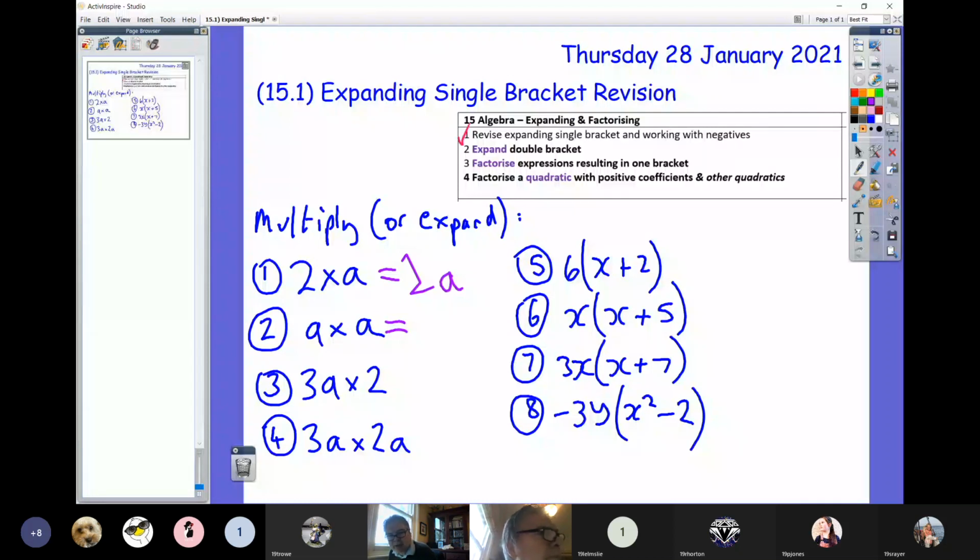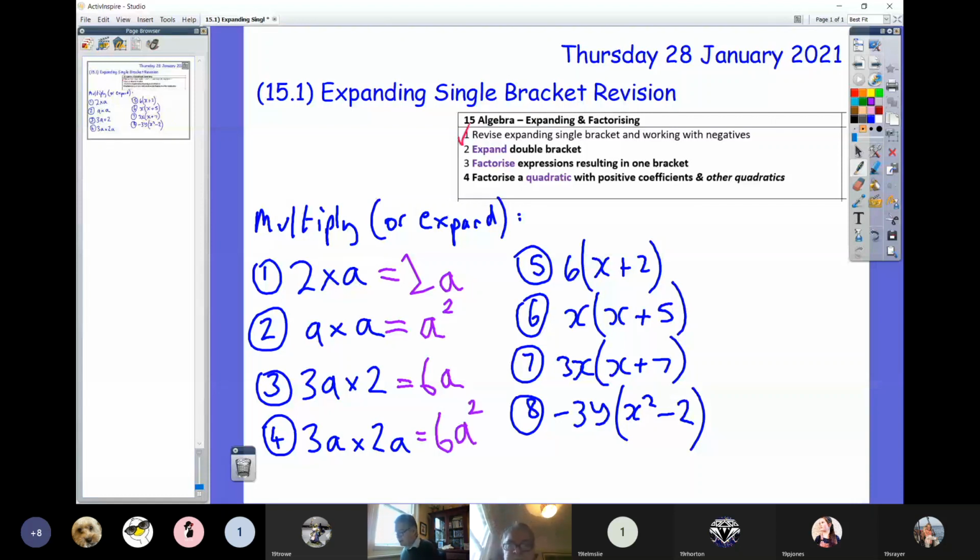Now 3A times 2, remember 3A means 3 times A. So this is 3 times A times 2. Because you're timesing a whole bunch of stuff, you can change the order. So that's the same as 3 times 2 times A. 3 2s is 6, so that would be 6A. Now, the one at the bottom, we've got 3 times A times 2 times A. So do the normal numbers first. 3 times 2 is 6. And then do the letters. A times A is A squared.